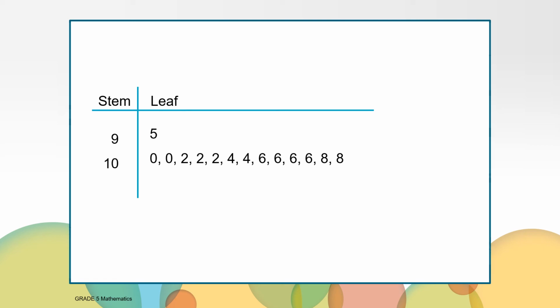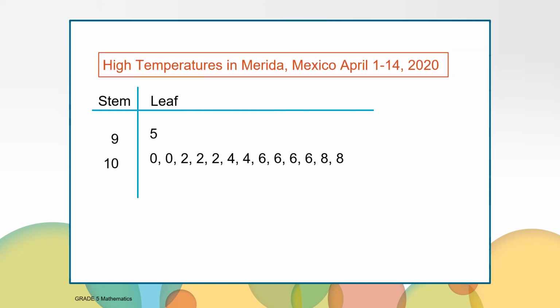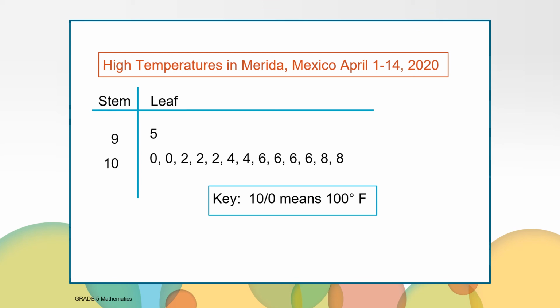Well, this is the correct next step. You put in all the leaves in order from least to greatest. Did you count up the number of leaves? There are 14 leaves and there were 14 temperatures in our original data. So what will the final stem and leaf plot look like? That's right, we still need a title and a key. So once you put that in, you're done. Great work.